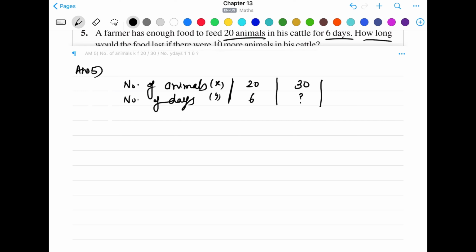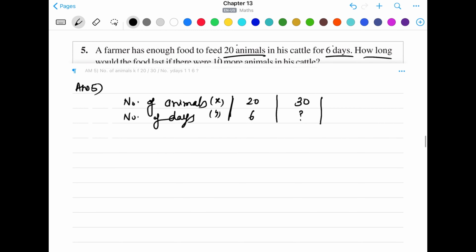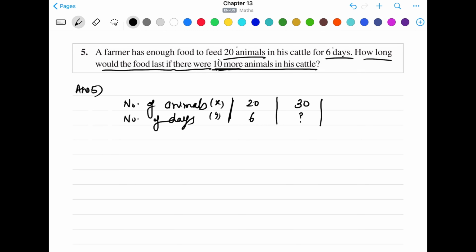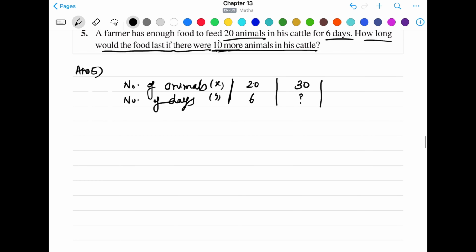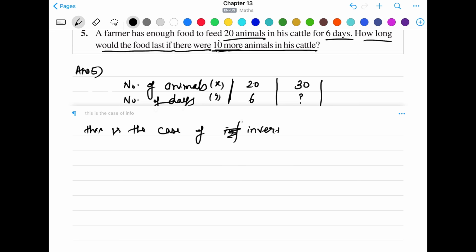Now you can see that as the number of animals increases, the number of days the food will last will decrease. Because the food is fixed, if the number of people or animals eating that food increases, the number of days that food will last will decrease. So this is an example of the case of inverse proportion.